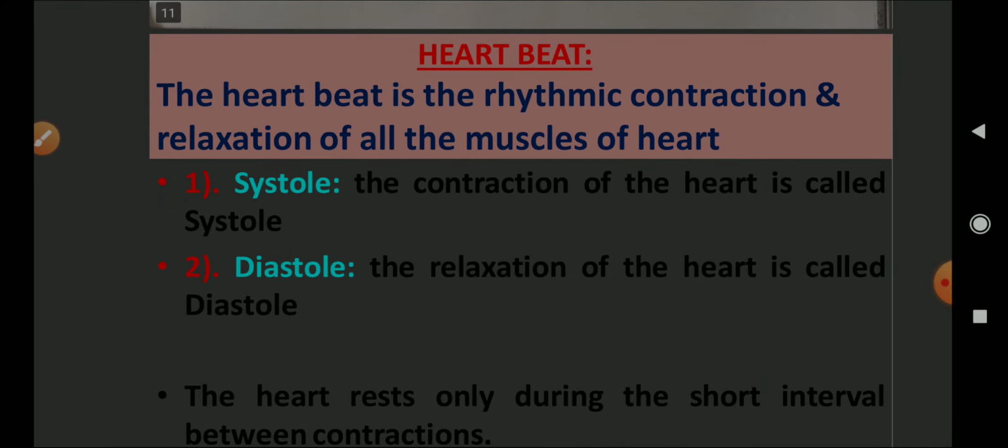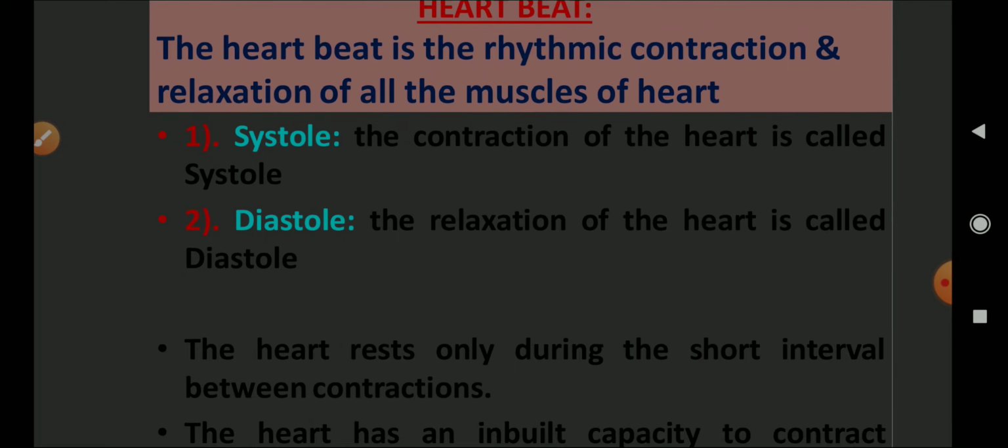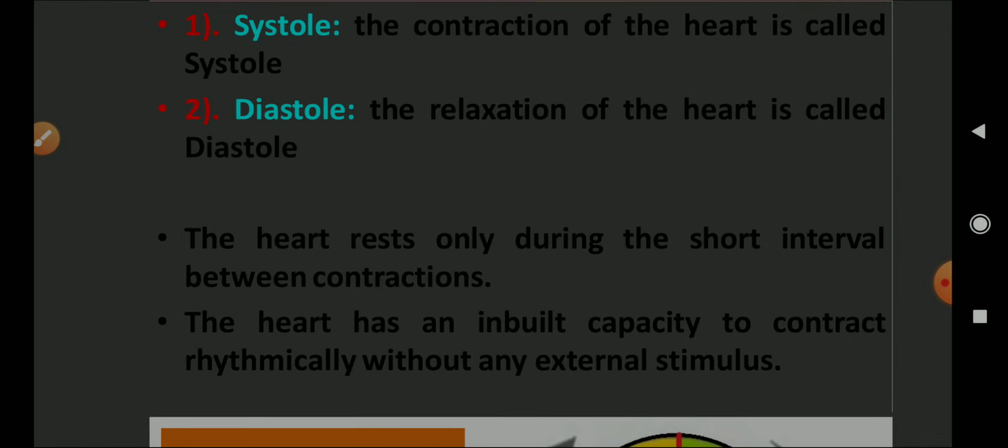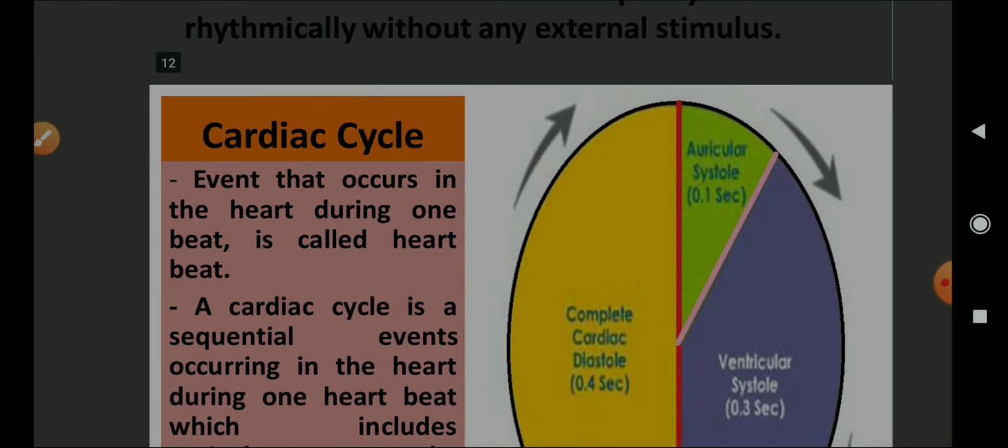The next one is the heartbeat. The heartbeat is a rhythmic contraction and relaxation of the muscles of the heart. Systole means contraction of the heart, and diastole means relaxation of the heart. The heart rests only during the short interval between the contractions. The heart has an inbuilt capacity to contract rhythmically without any external stimulus.